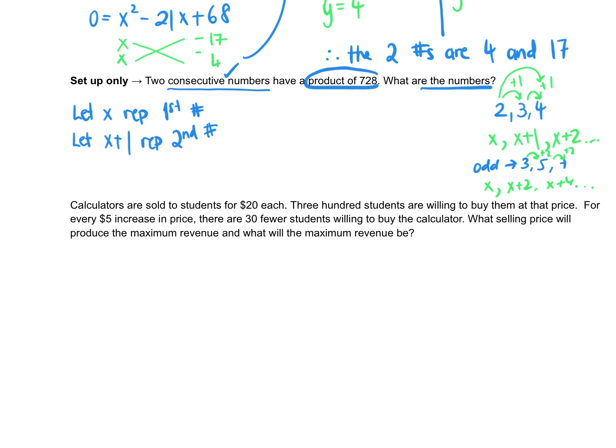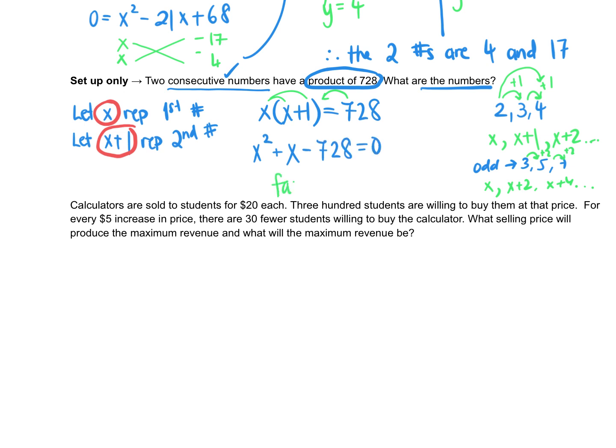Now we need to deal with product. So if I multiply these two numbers, and the two numbers are x and x plus 1, I should get 728. So x times (x plus 1) equals 728. That's a quadratic equation. I'm just going to clean it up to get to the point where I would solve. So I'm going to distribute the x in and bring the 728 over. x times x is x squared. x times 1 is 1x. And when I bring 728 over, it becomes negative. And from here, we would factor to find those numbers.